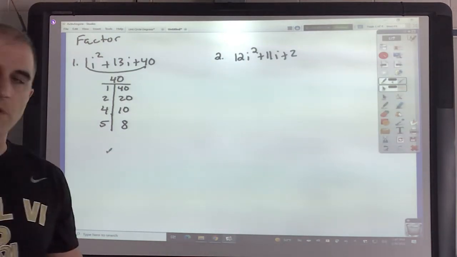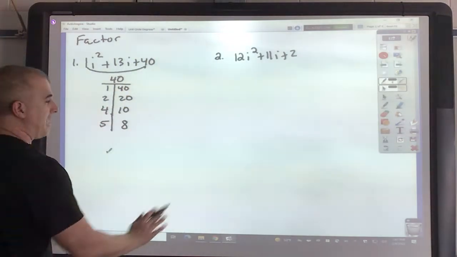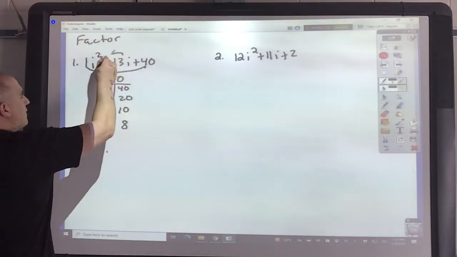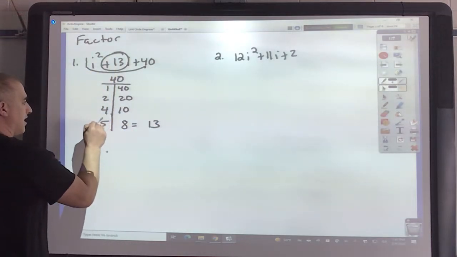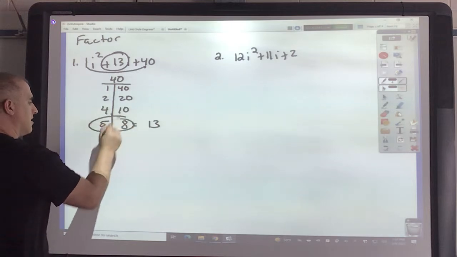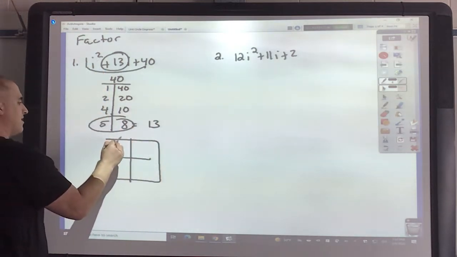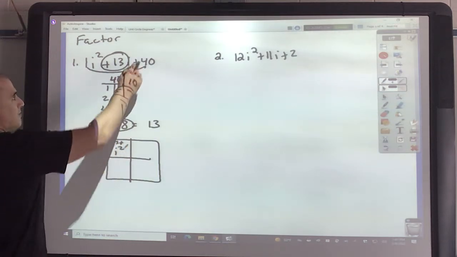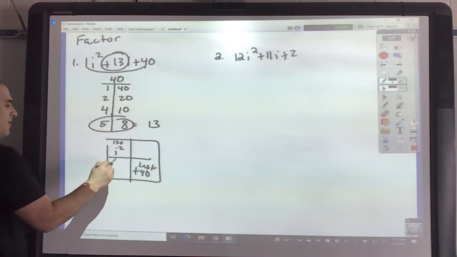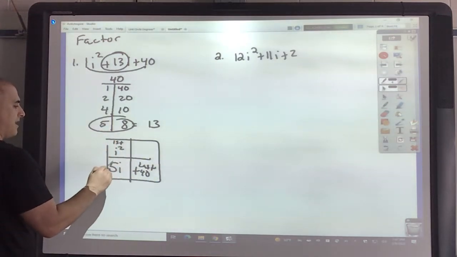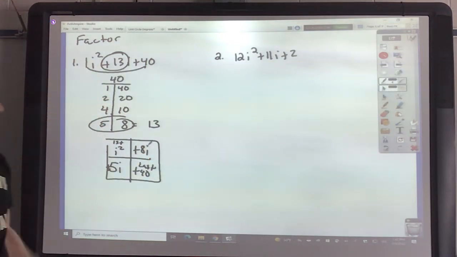What I'm looking for is a set of factors. Since it's all positive, I can just keep it positive. I'm looking for the set of factors that add up to my middle term, which is 13. 5 plus 8 would be 13. So I put my first term in this box, which is i squared. I put my last term in this box, which is 40. These terms go in as positive 5i and positive 8i. Those terms are what add up to 13.